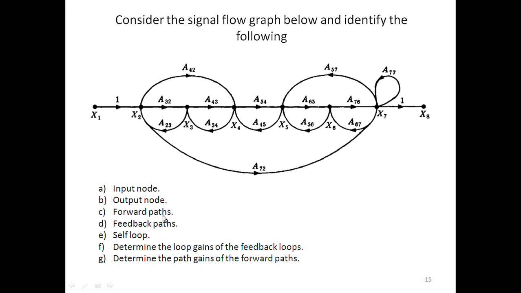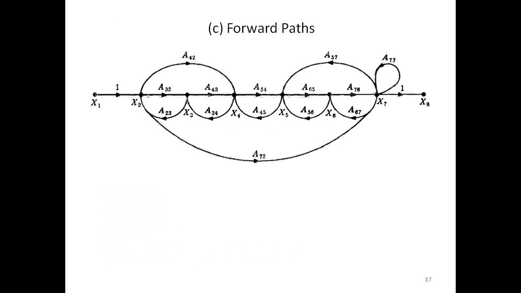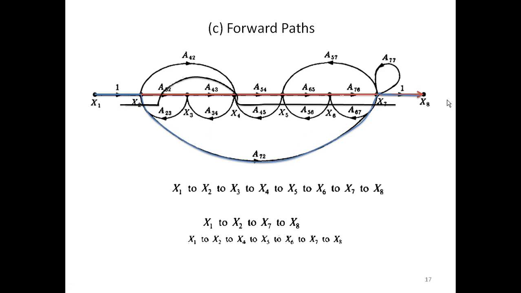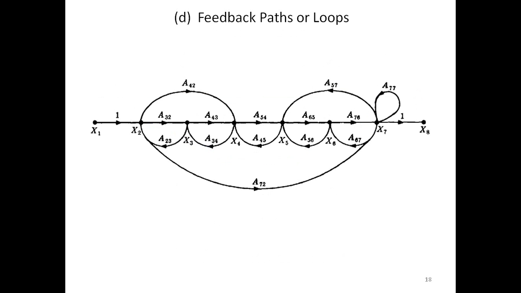Then forward path, this is one forward path, this is another forward path, this is the third forward path. See, this is one forward path, second, third. So there are three forward paths. Next is loops. So this is very important. It's a very complicated circuit.